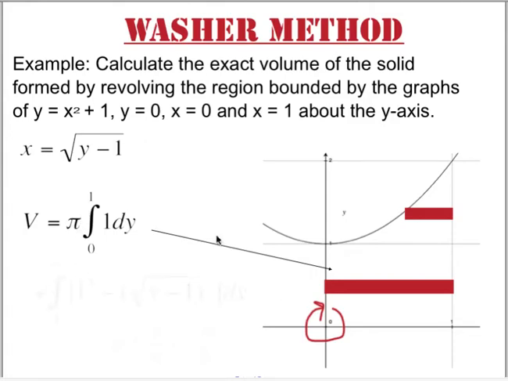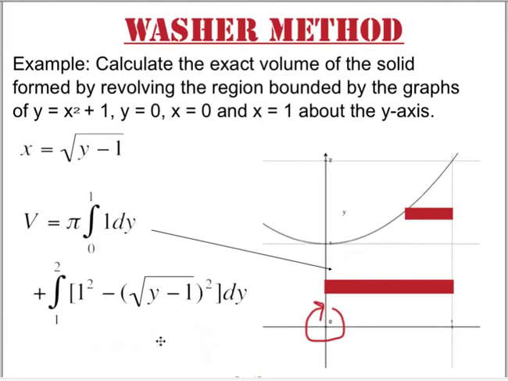Then we're going to add that to this smaller region from 1 to 2. Remember, your limits of integration are y values. So from 1 to 2, our larger radius is from 0 to 1 in terms of x values. And then my smaller radius is the distance from the y-axis to this parabola. So the square root of y minus 1 is our smaller radius, and then square that.